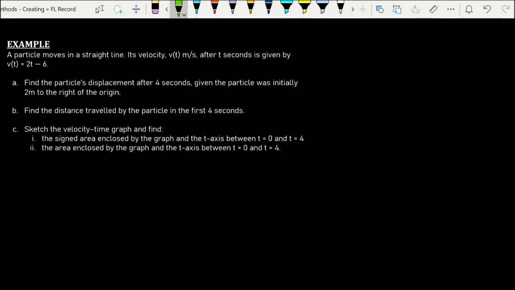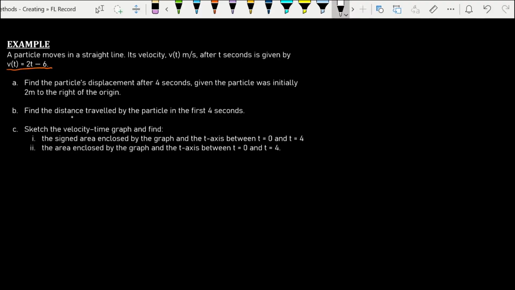A particle is moving in a straight line and its velocity v of t is measured in seconds, and it's given by some linear function here. It says, find the particle's displacement after 4 seconds, given the particle was initially 2 meters to the right. Okay, we can do that. That's just a bit of integration. As we've seen, if we know velocity, we can determine the displacement by integrating.